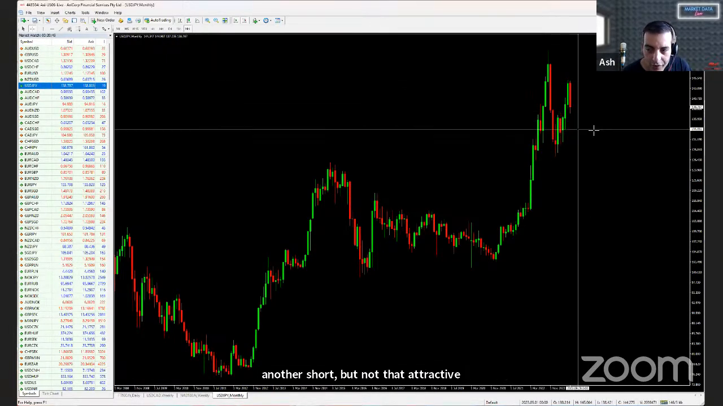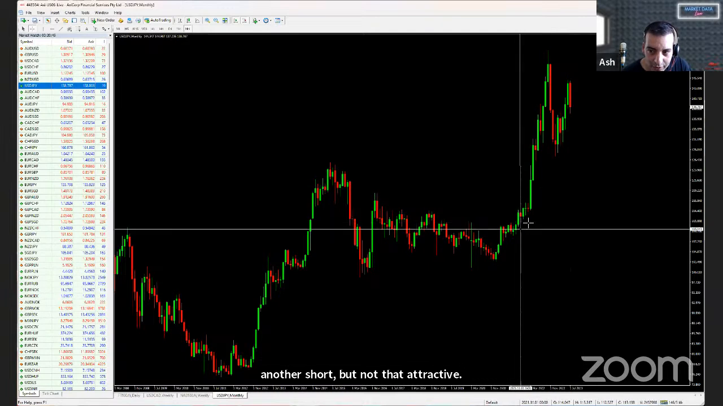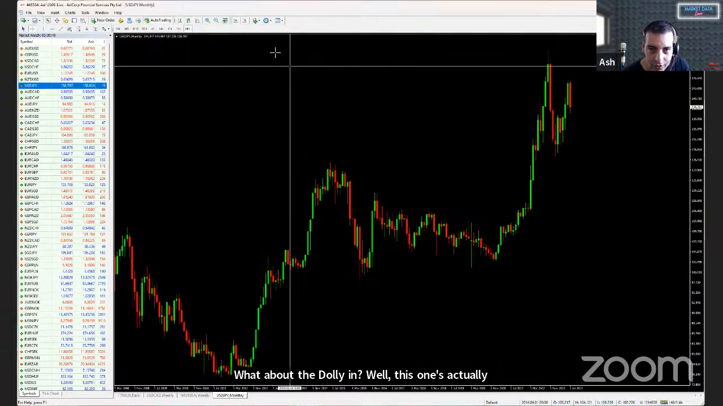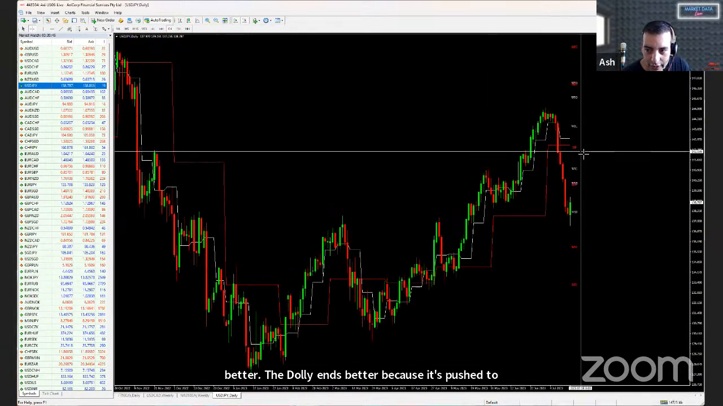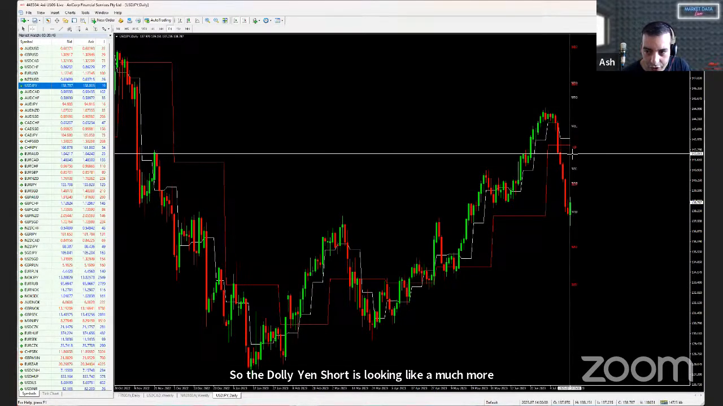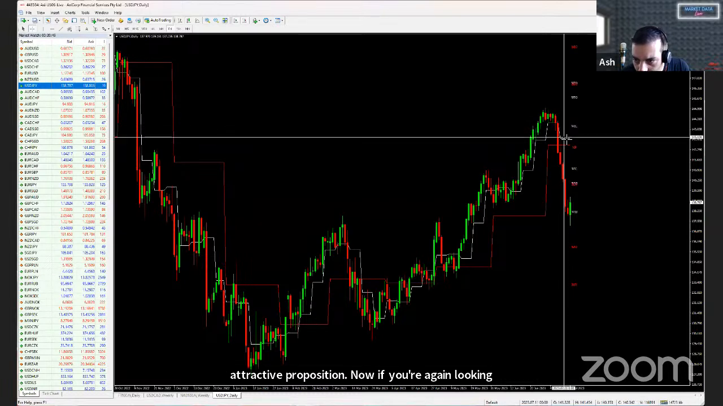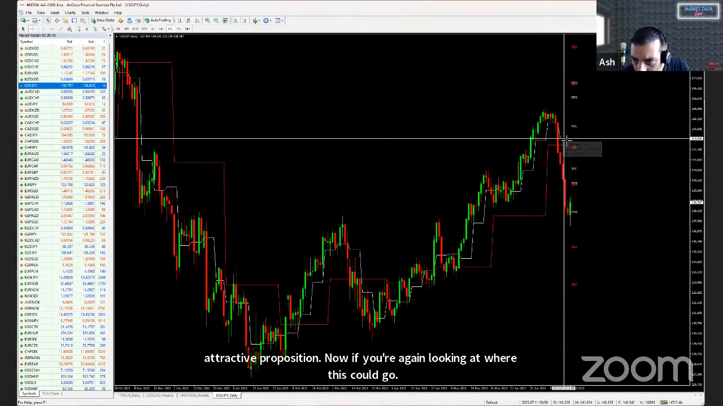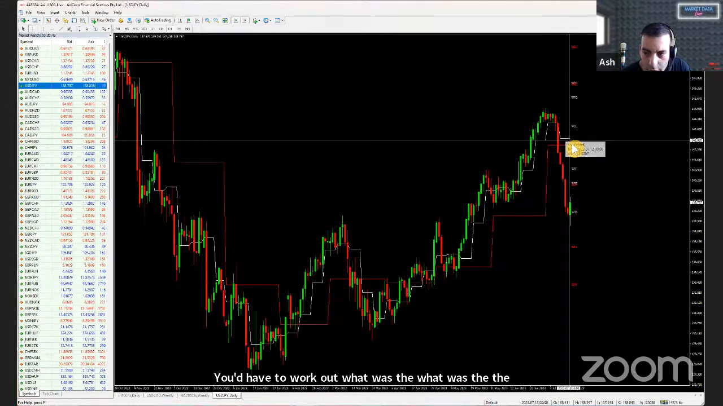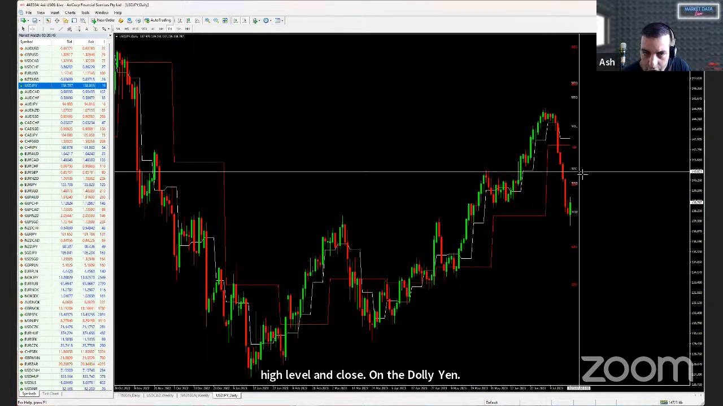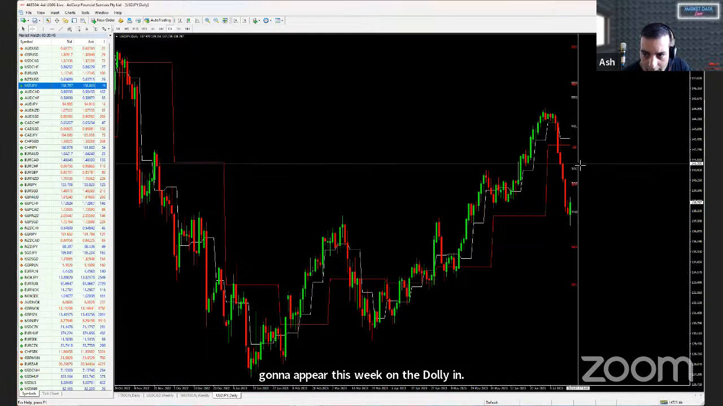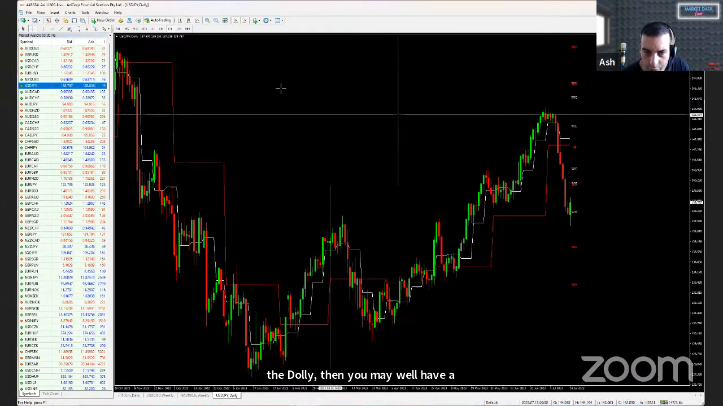What about the dollar yen? Well, this one's actually better. The dollar yen's better because it's pushed to the upside, and now it's just started to retrace into this bar here. So the dollar yen short is looking like a much more attractive proposition. Now, if you're again looking at where this could go, you'd have to work out what was the high, low, and close on the dollar yen. Any of you guys know where the weekly pivot is going to appear this week on the dollar yen? If you know where the weekly pivot is going to appear, then you may well have a position to look for a particular price.